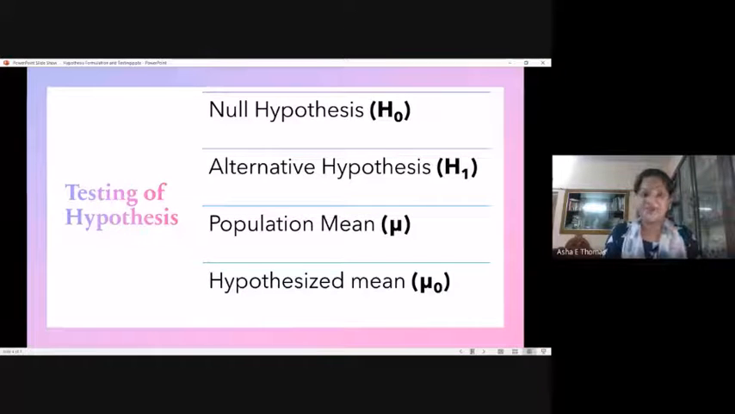I repeat, whenever a researcher is planning a hypothesis test, the results will either accept the null hypothesis or reject the null hypothesis, leading to accepting the alternative hypothesis.